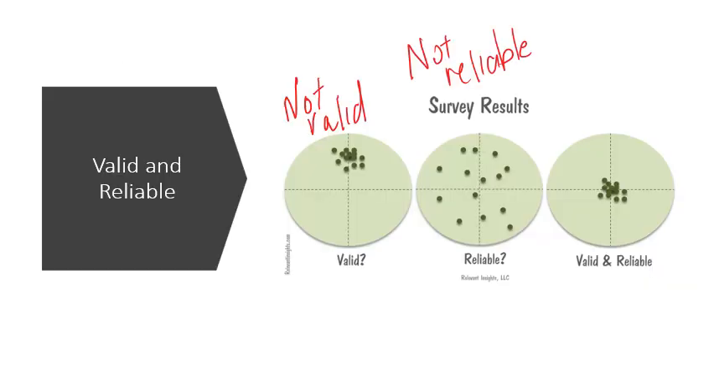So to close, let's go back to our little illustration. Our first, with all these points off target, was not valid. Our second, with all these points scattered about everywhere, was not reliable. This third, with the points scattered close together and on target, is both valid and reliable.